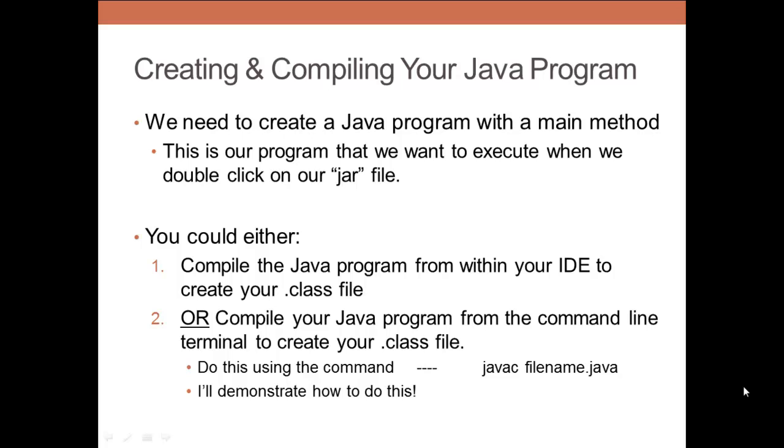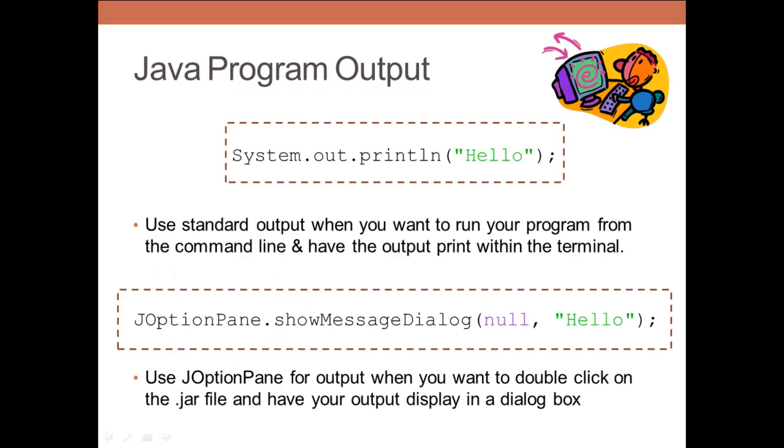First, make sure you've created a Java program with a main method. This program is what we want to execute when we double-click on our jar file. You could either compile the Java program from within your IDE to create your .class file, or you could compile your Java program from the command line terminal to create your .class file. I'll demonstrate doing both. Use standard output System.out.println within your code when you want to run your program from the command line and have the output print within the terminal.